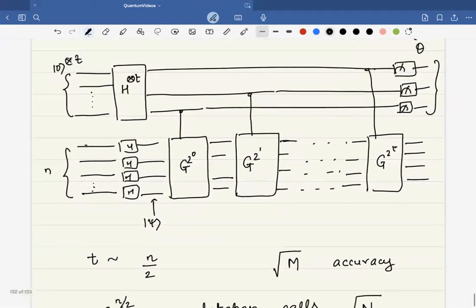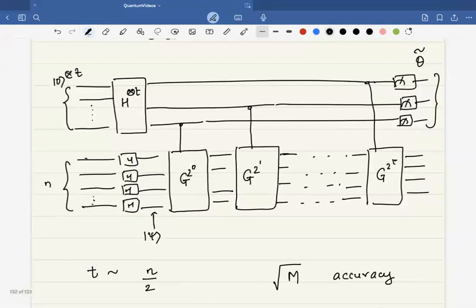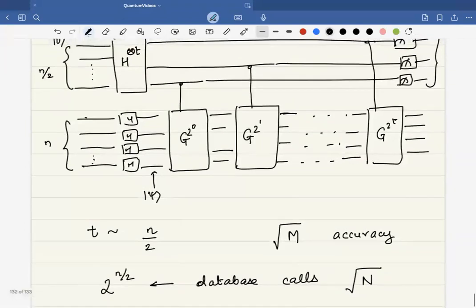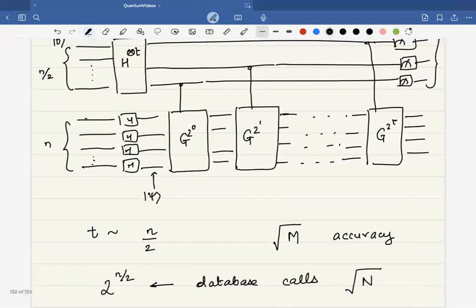Okay, so the idea is to choose t wisely, and it turns out that approximately n over 2 bits are sufficient. These n over 2 bits lead to 2 to the n over 2 calls to the database, because that will be the number of Grover operations that get applied. And one can show that this leads to an accuracy of square root of m. And this analysis we'll see in the next video.